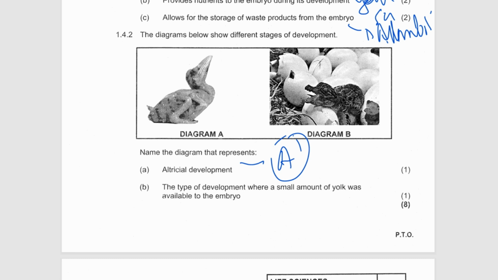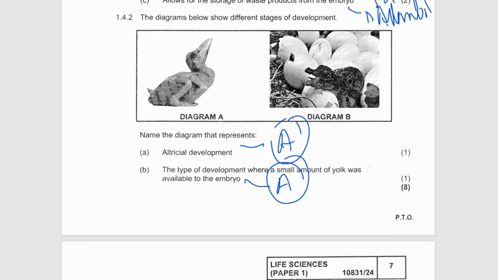Yes, and then they're saying the type of development where a small amount of yolk was available to the embryo. I explained this yesterday, and I said that the eyes are closed because they have a small amount of yolk. So that's why they don't have enough food nutrients to develop. So the answer still becomes diagram A.